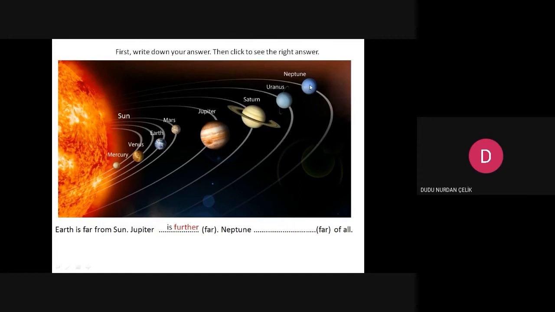And Neptune, look, it is, yes, the furthest of all. When we look at all of the planets, this is a group of planets, and we say Earth is far from the Sun, Jupiter is further, Neptune is the furthest of all.